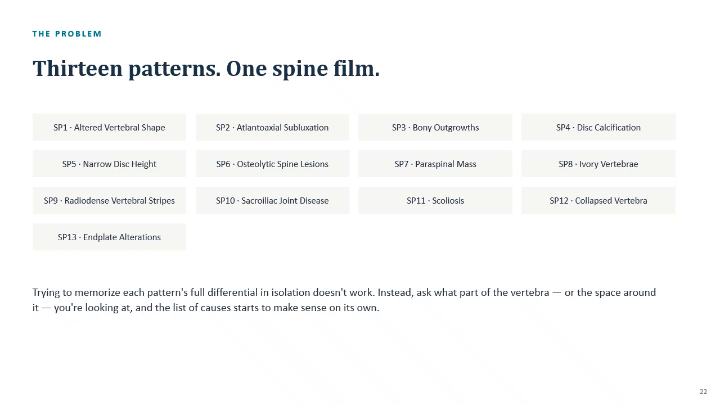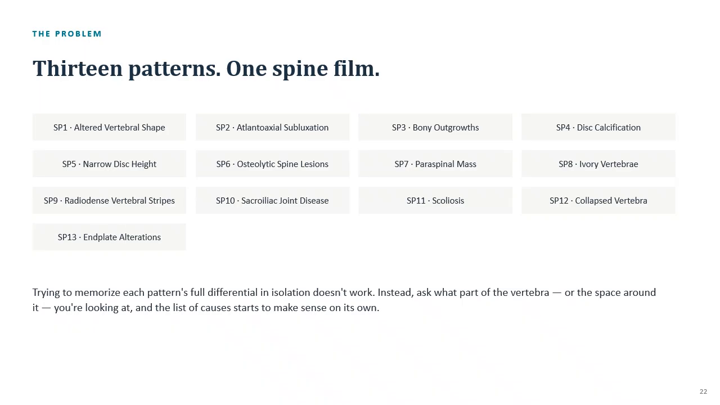As we look at these patterns, we're going to focus on what it looks like on the image and what part of the spine is actually affected as well. And if we can identify this, it's going to be easier to help narrow down some of those possible diseases.